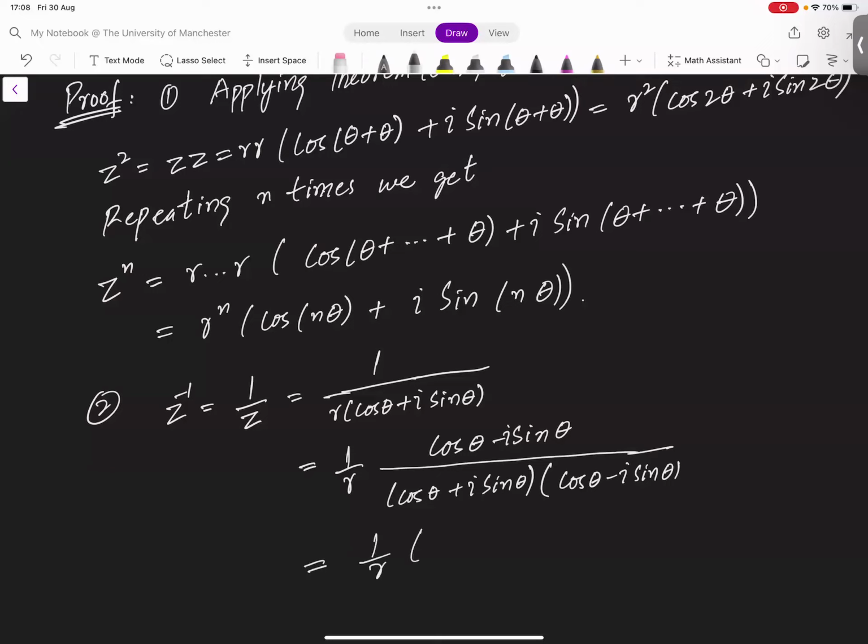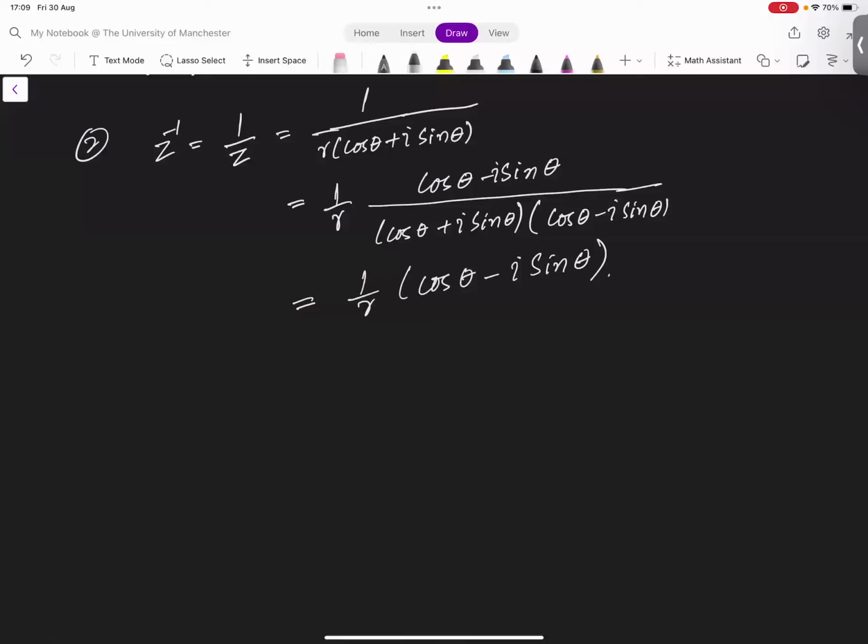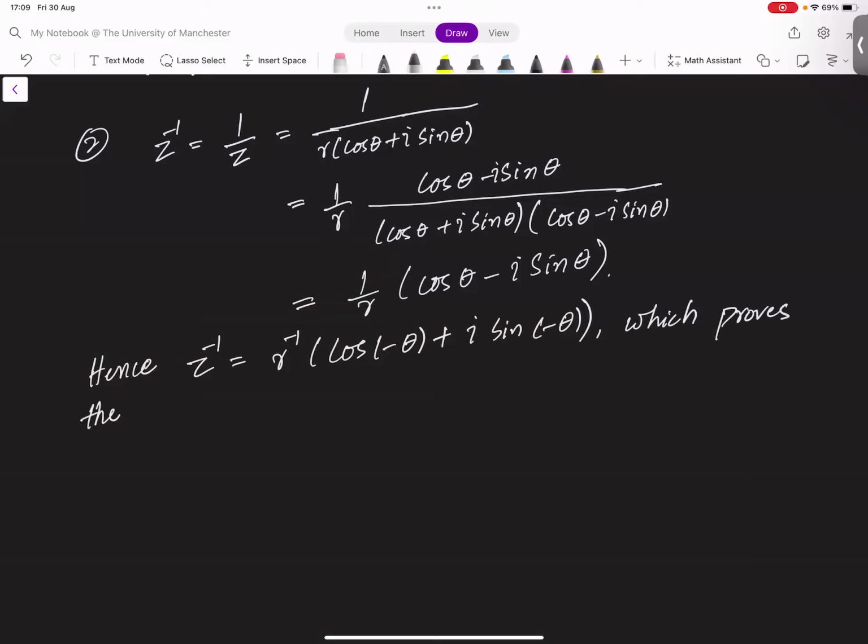Okay? And if you solve this, you'll get what? 1 over R cos theta minus iota sine theta. Hence, Z inverse is 1 over R into cos minus theta plus iota sine minus theta, which proves that for n is equal to 1, it is true. Which proves the result for n is 1.